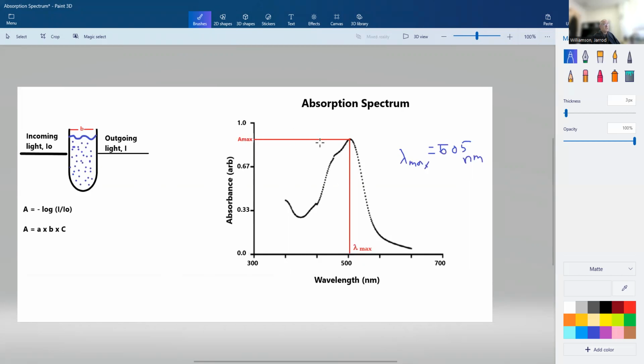And one of the things we use this for is to find lambda max, which is the wavelength of light that my molecule is most sensitive to. Therefore, it's the best wavelength of light to study my molecule with.